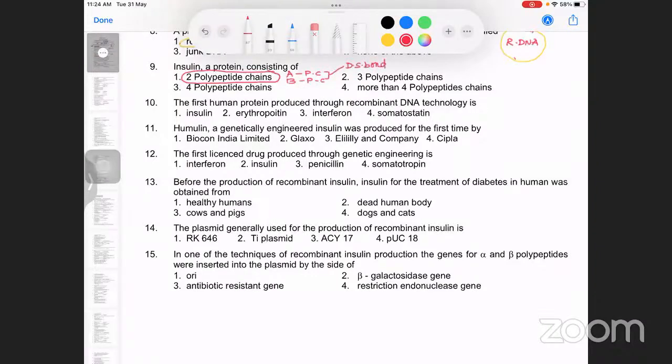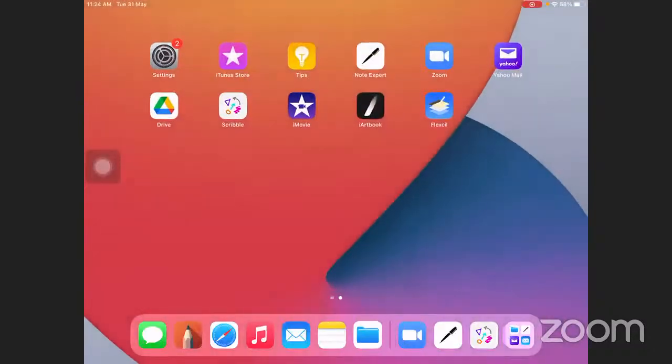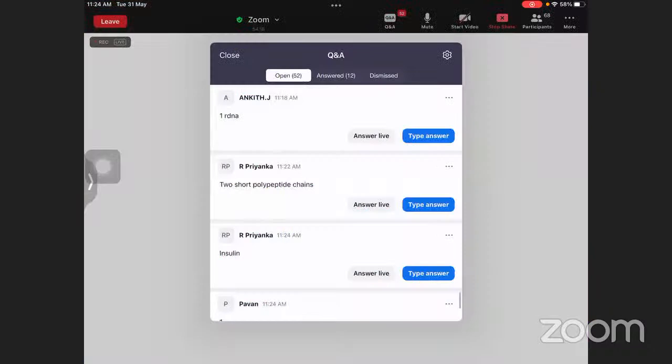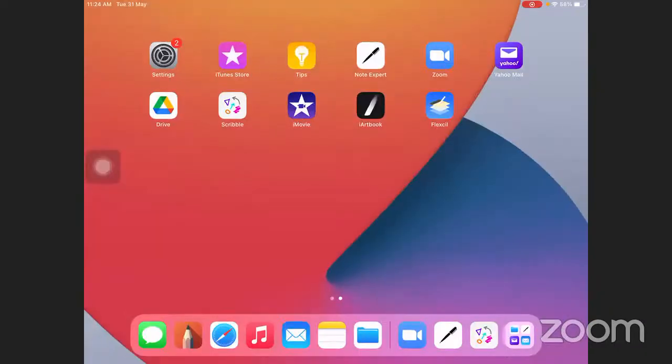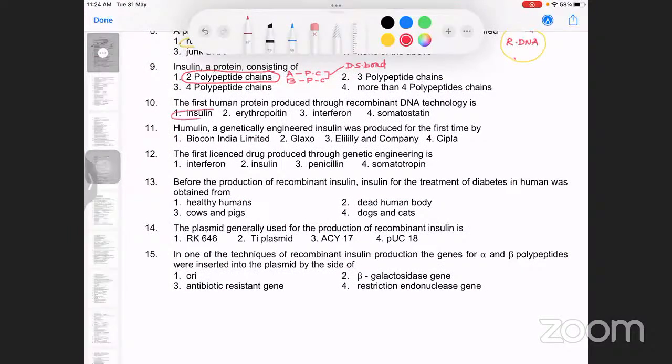Is it? Then, the first human protein produced through rDNA technology was insulin, erythropoietin, interferon, or somatostatin. It was insulin. Very good. So insulin was the first human protein produced through rDNA technology.